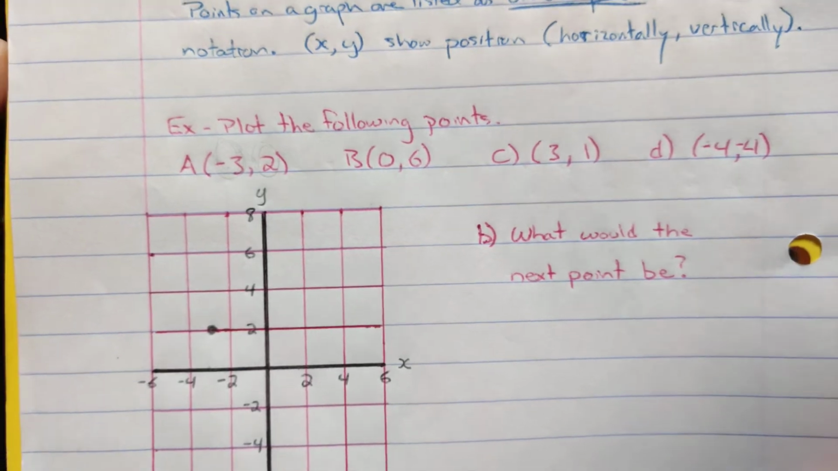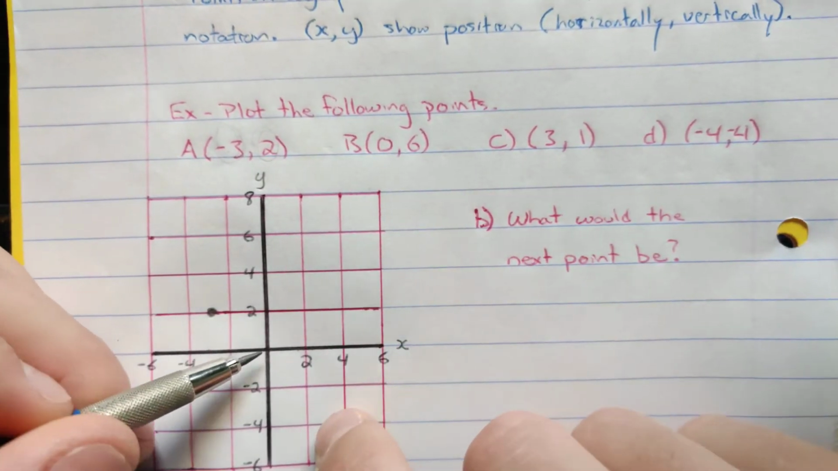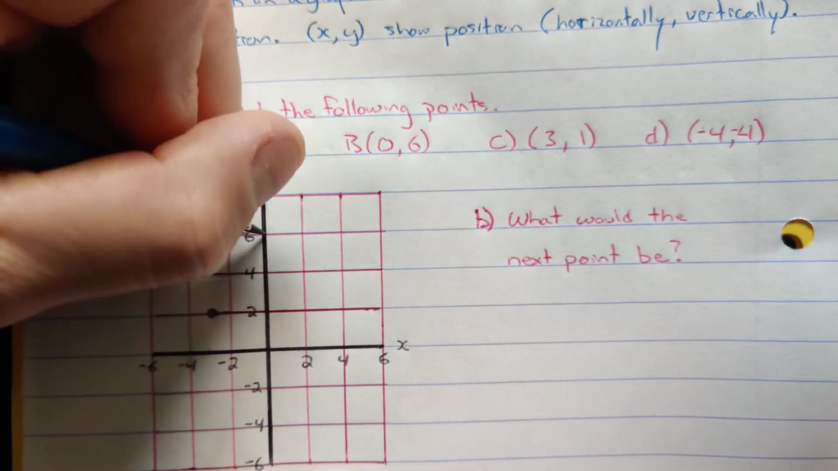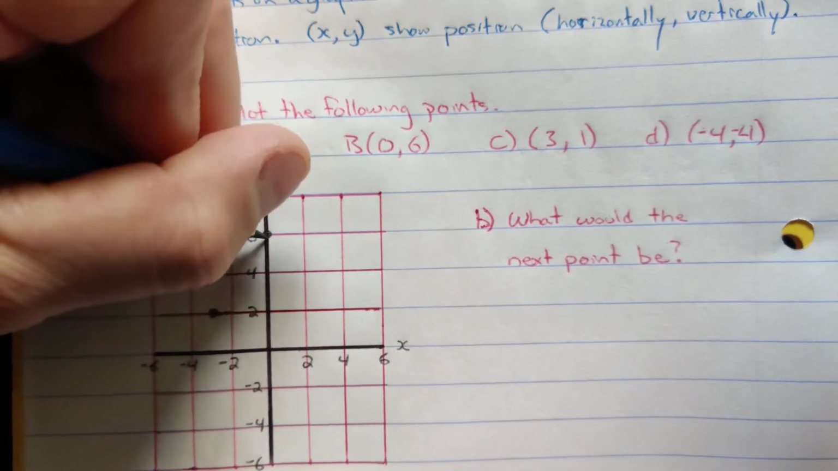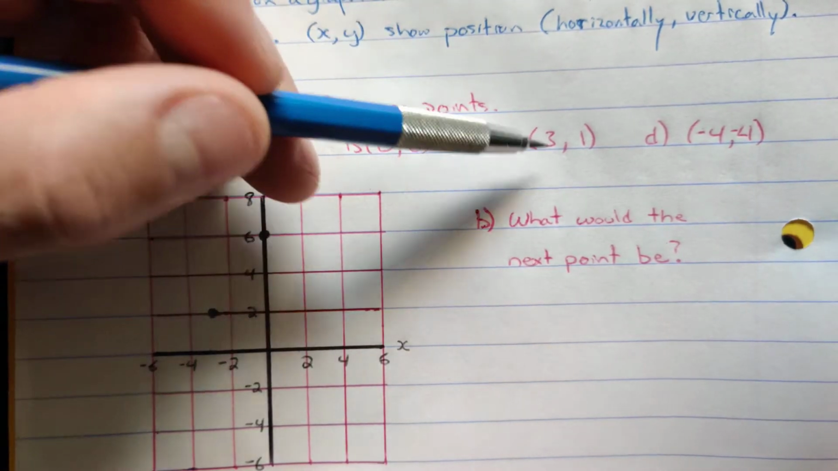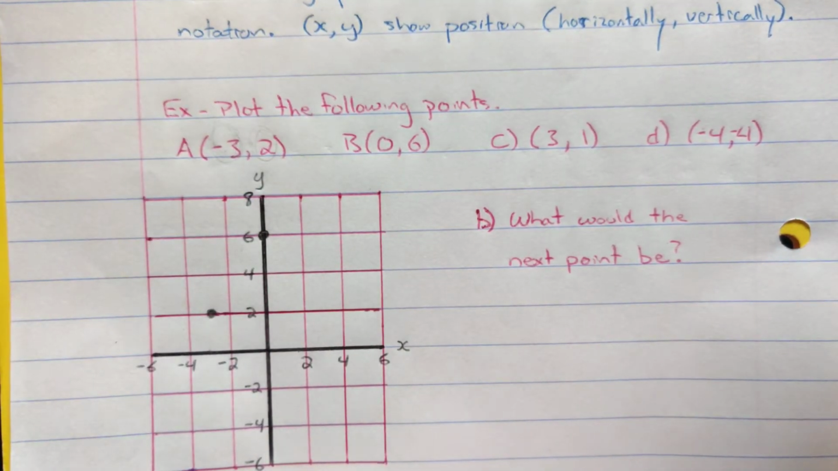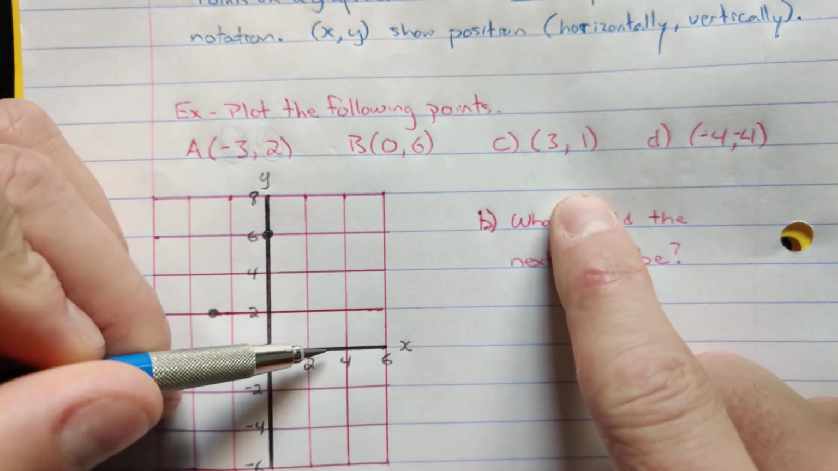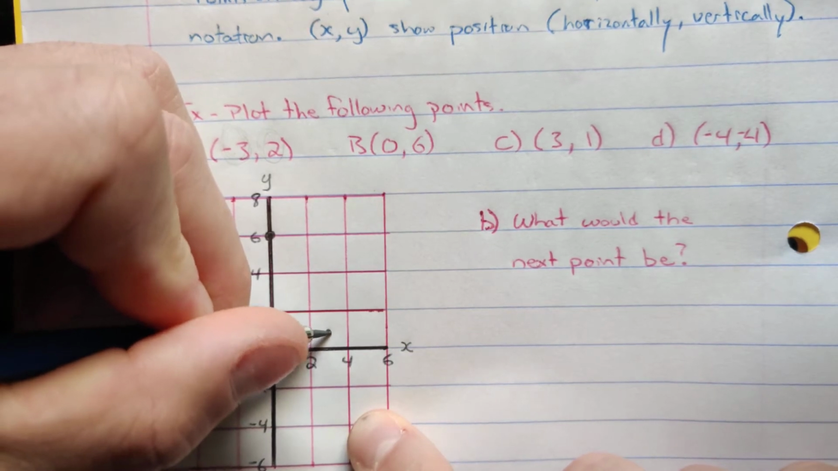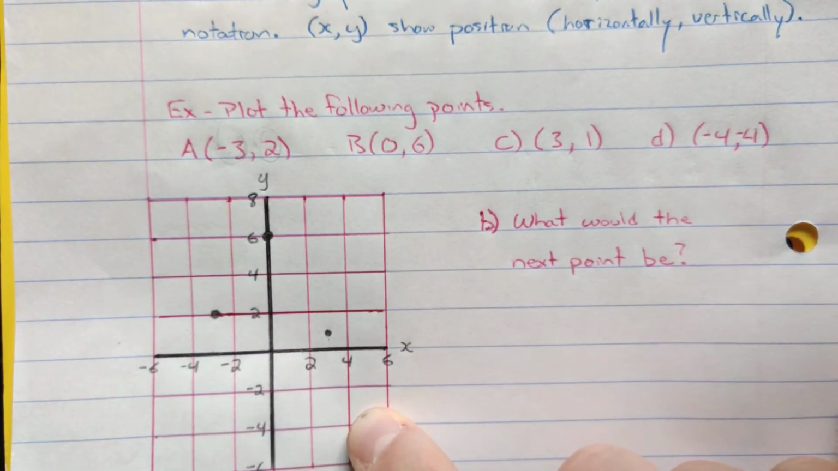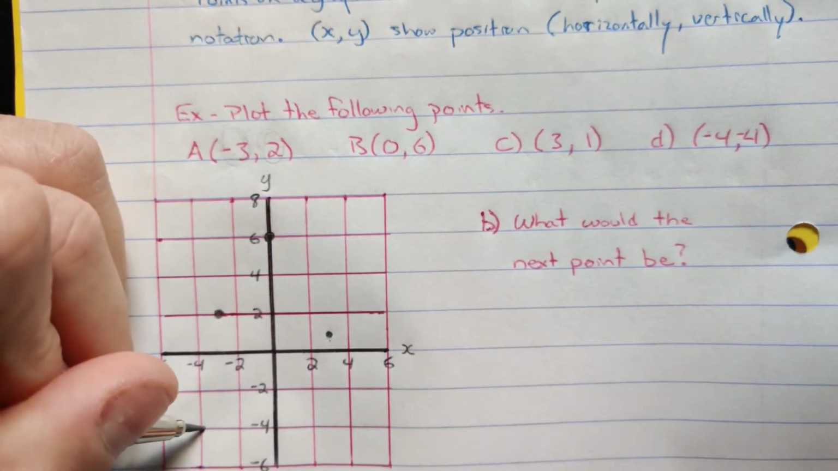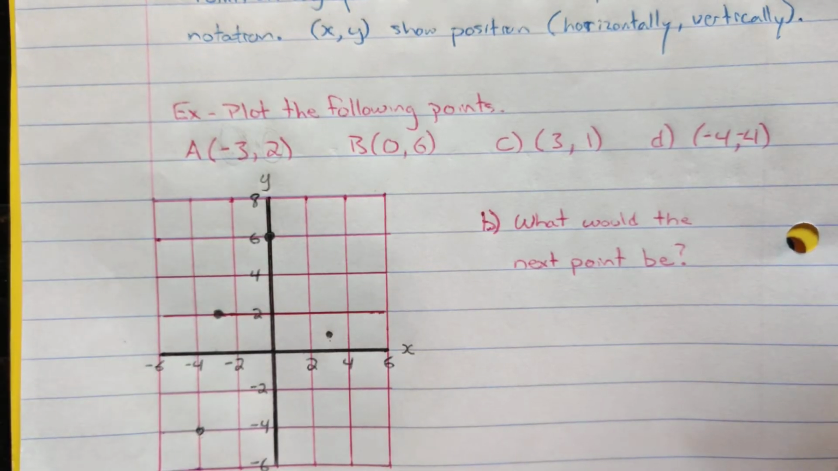So the next one is 0 and 6. We're 0 on the x-axis, so we move 0 and then up to 6 on the y-axis. And so we have a point right here at 0 and 6. And then we have 3 and +1. So we go over to 3 here and up to 1 here. That'd be right in between all the lines. And then we have -4 and -4, and that would go here.